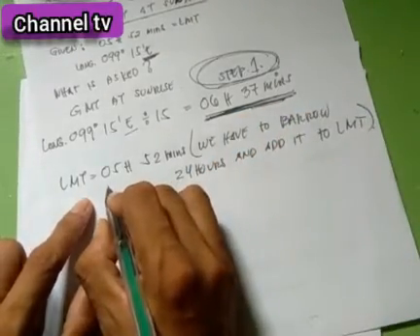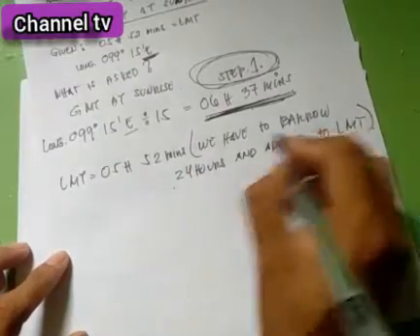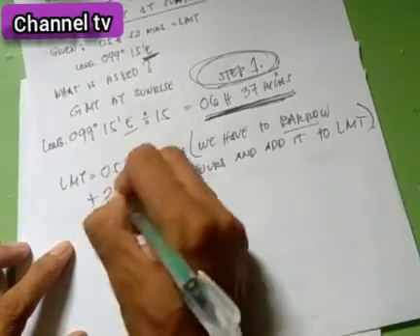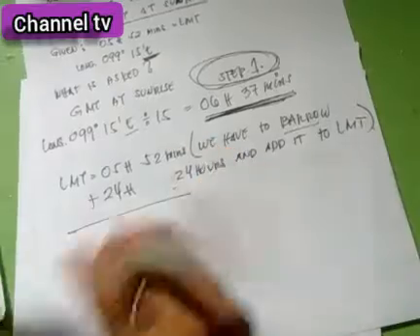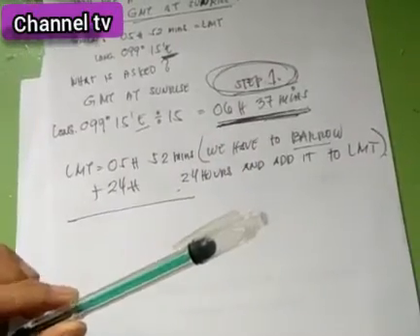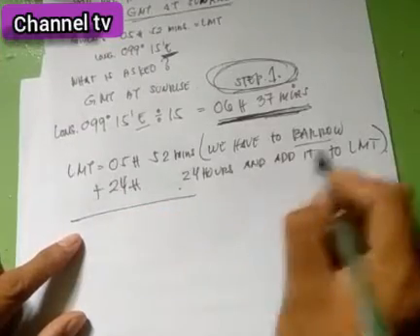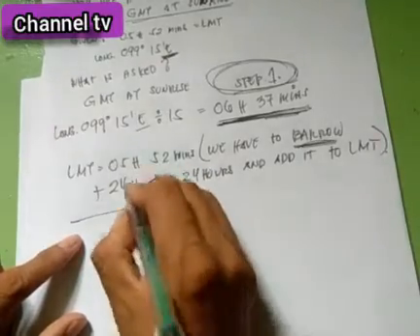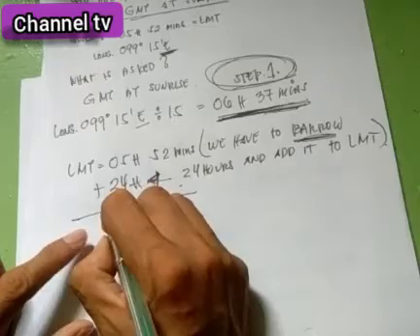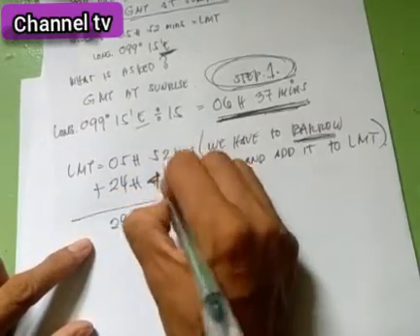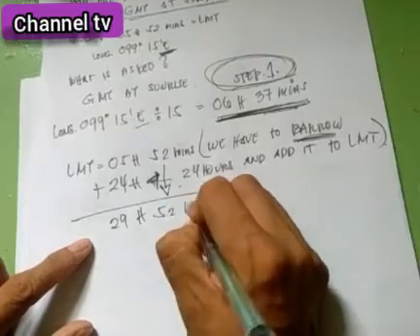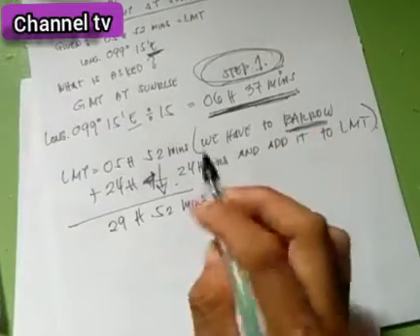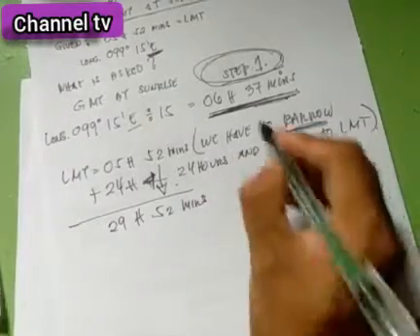So ito, para makapag-subtract, mag-plus tayo ng 24 hours. Nakabaro na tayo. Baro tayo ng 24 hours. So, 24 plus 5 is equals to 29 hours and 52 minutes.